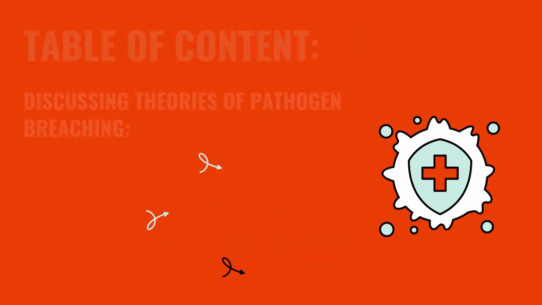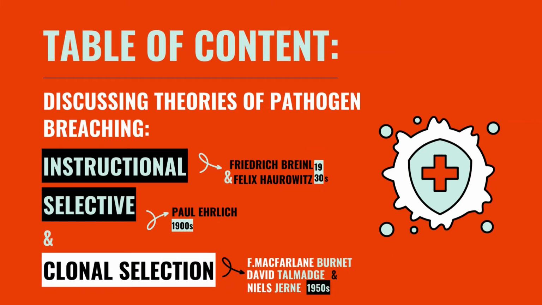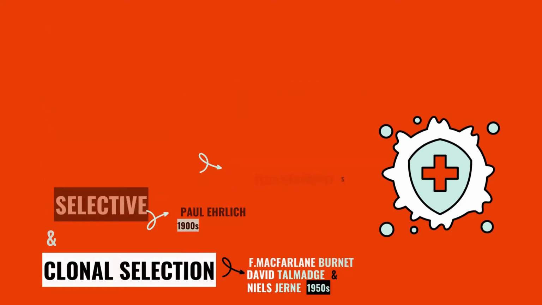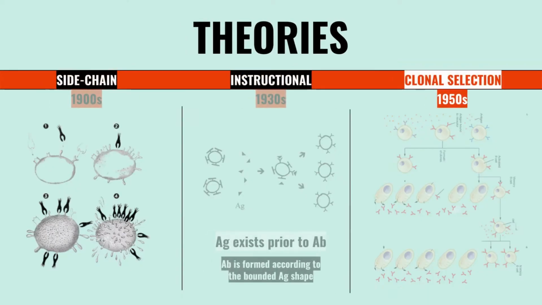Today's table of contents will discuss the theories behind pathogen recognition. It's an essential topic behind immunity against pathogens that's really important to keep an eye on, and hopefully it will inspire you for future discoveries. There are three main and most popular theories, starting with the side chain theory.